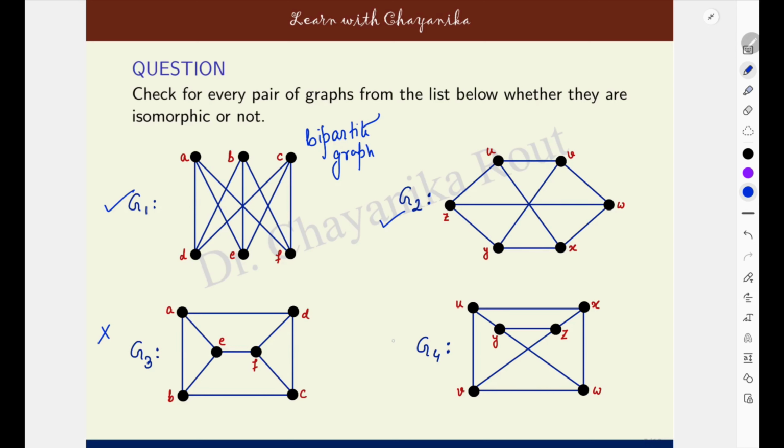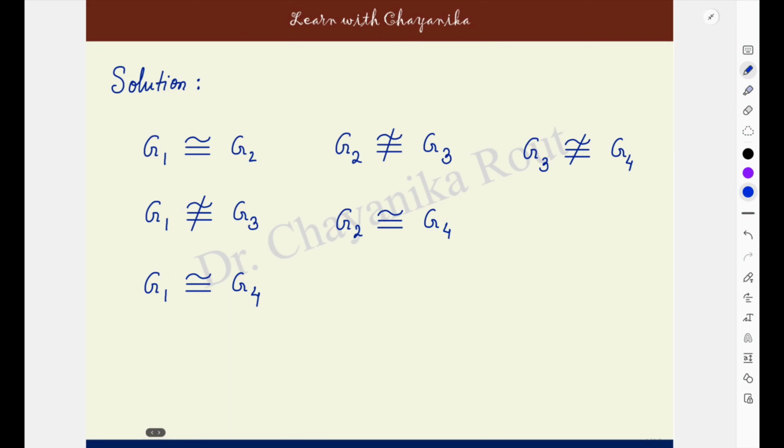Again, if you try to redraw G4, you will find it has the bipartite structure and it can be drawn exactly as the graph G1. So G1 is isomorphic to G4 as well. So that you can check yourself. Here I have listed down the results. You will find G1 is isomorphic to G2, G1 is isomorphic to G4, but G1 is not isomorphic to G3.